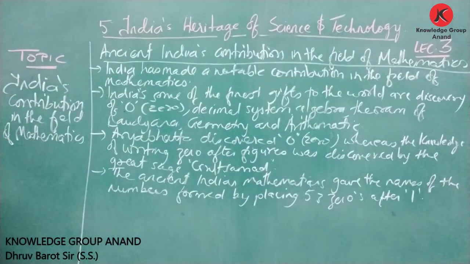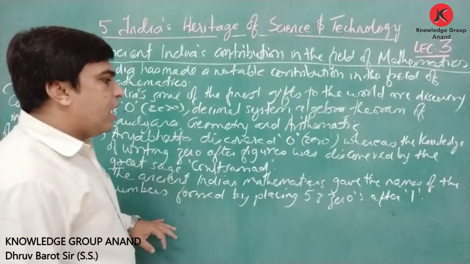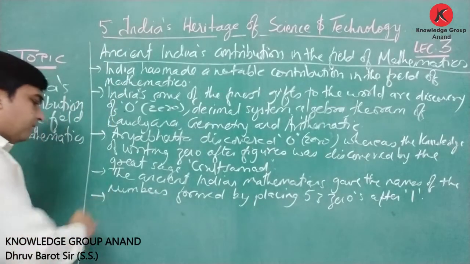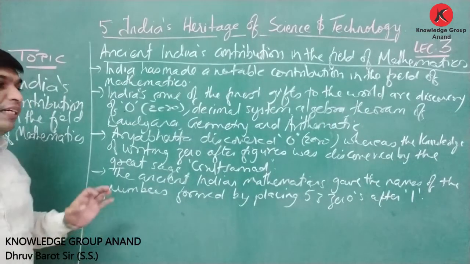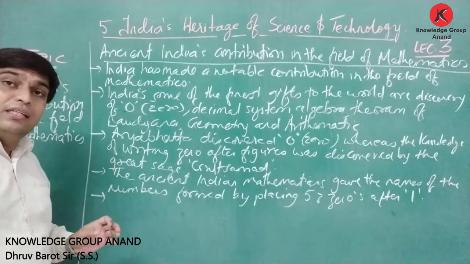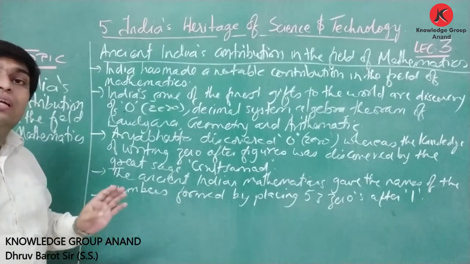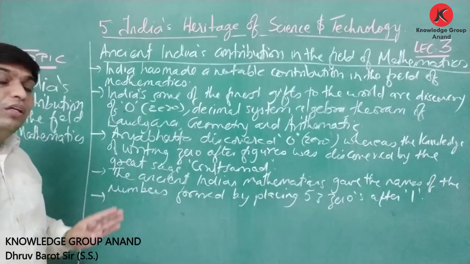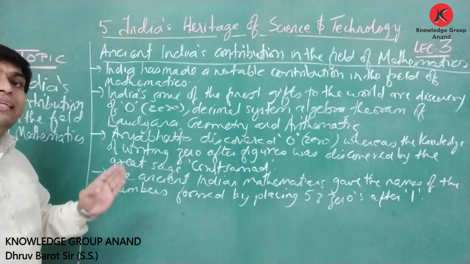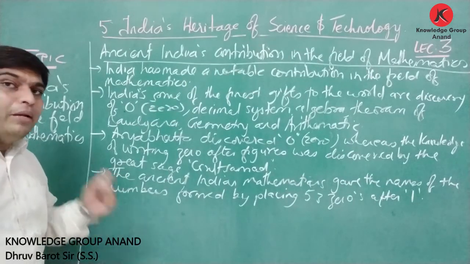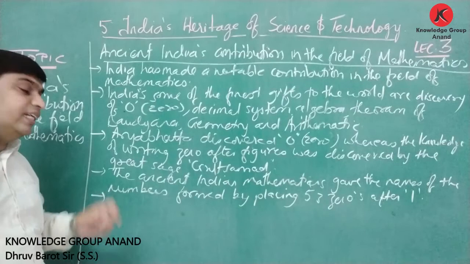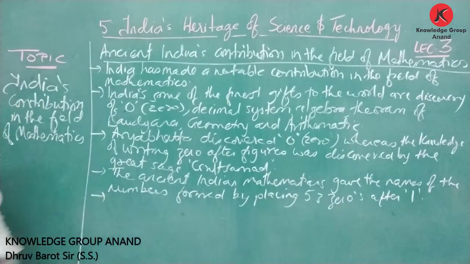They form numbers by placing up to 53 zeros after 1. The ancient Indian mathematicians even gave names to these numbers, from 1 up to 53 zeros. For example, if 1 zero is placed after 1, it is 10; with 2 zeros, it is 100. So this is the contribution we can consider.